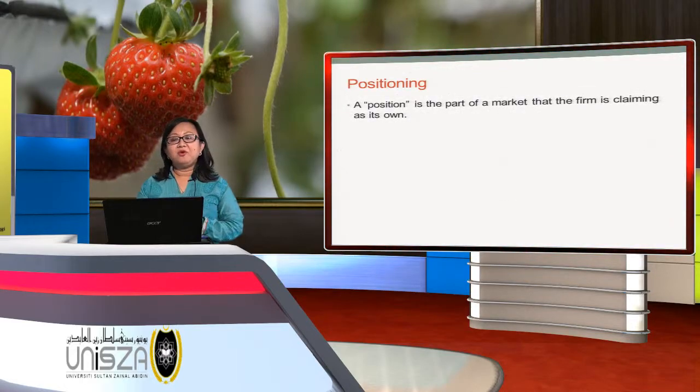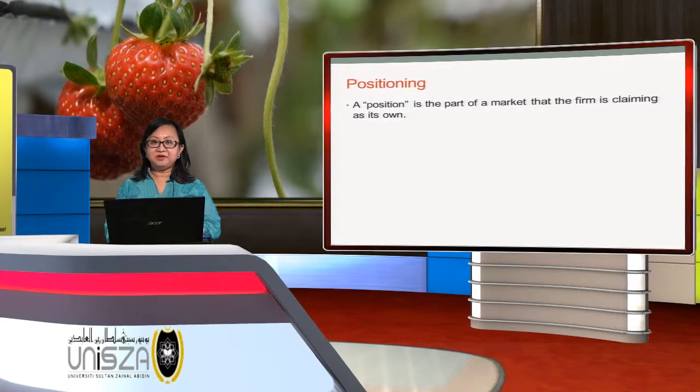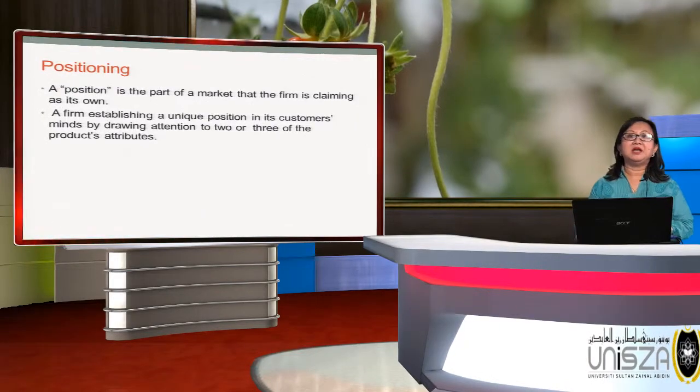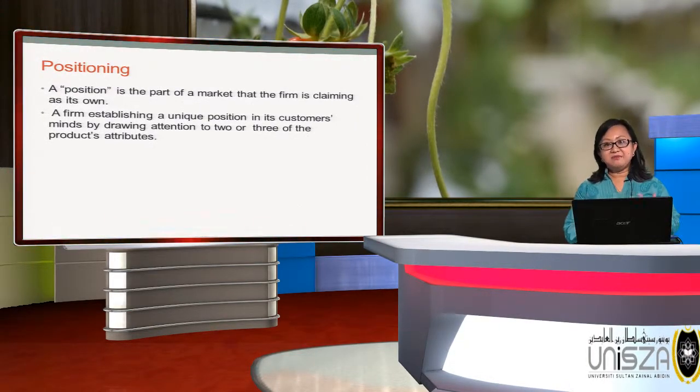The next step forward is to position your firm, your product, and claim your position in the market circle. A firm who is able to establish a unique position in its consumer's mindset will actually enjoy a big spillover effect, and that will draw attention to three or four more product attributes from your product itself.